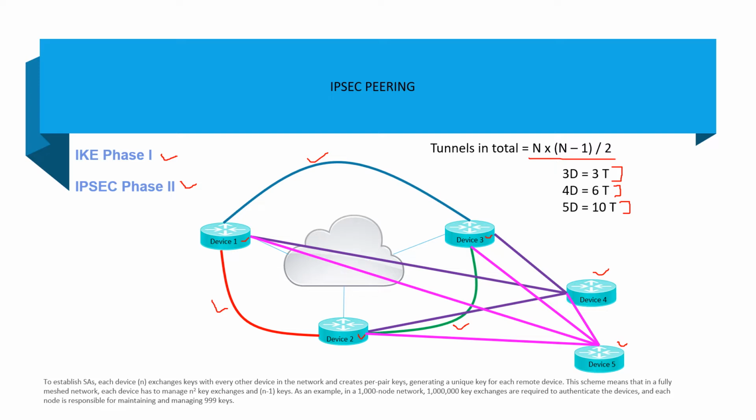So for example, in a 1000 node network, meaning the number of devices is 1000, there are going to be this many key exchanges to authenticate these devices, and each node will be responsible for maintaining and managing 999 keys. That's huge. It's very complex.